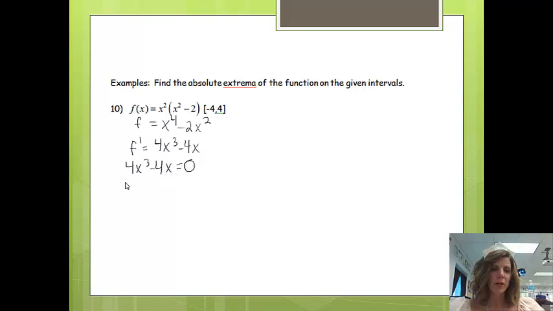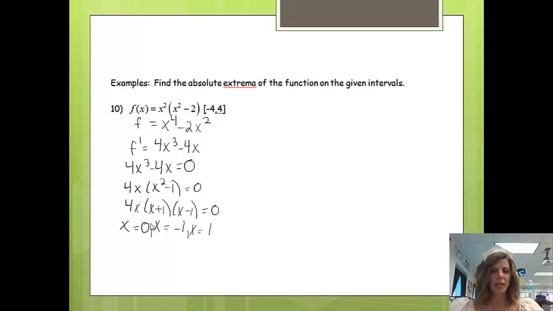And when I do that, I'll factor out 4x. I'll get x squared minus 1. And then once again, I can factor: (x plus 1)(x minus 1). My critical numbers will be x equals 0, x equals -1, and x equals 1. So that's places where it can happen, but we need to find out what the values are there. So we'll plug these into the original function.